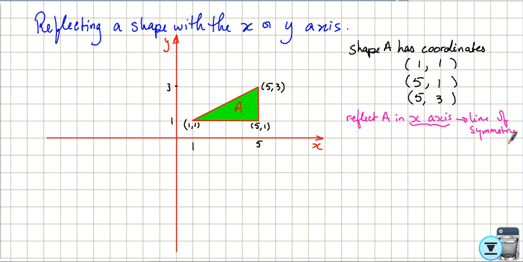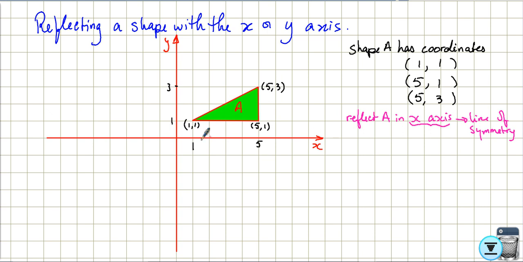Now, if I reflect shape A in the x-axis, and the x-axis is the line of symmetry, what's going to happen? It is as if that line, the x-axis, is a mirror. When you look at the mirror, if you place your right hand to the mirror, the person in the mirror, which is yourself, your image, will place the left hand on the mirror, and so on and so forth. So what's going to happen? Areas close to the x-axis will remain close to the x-axis on the other side.